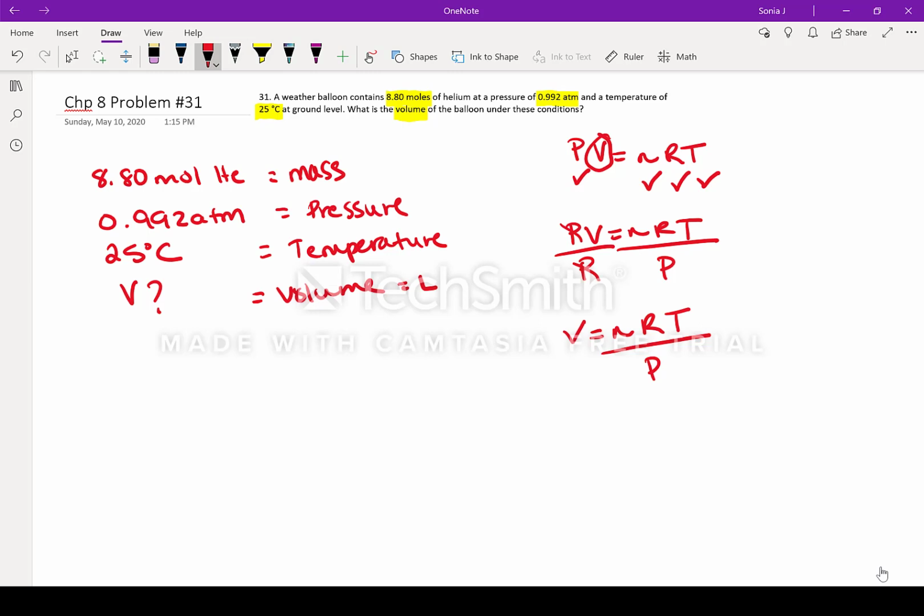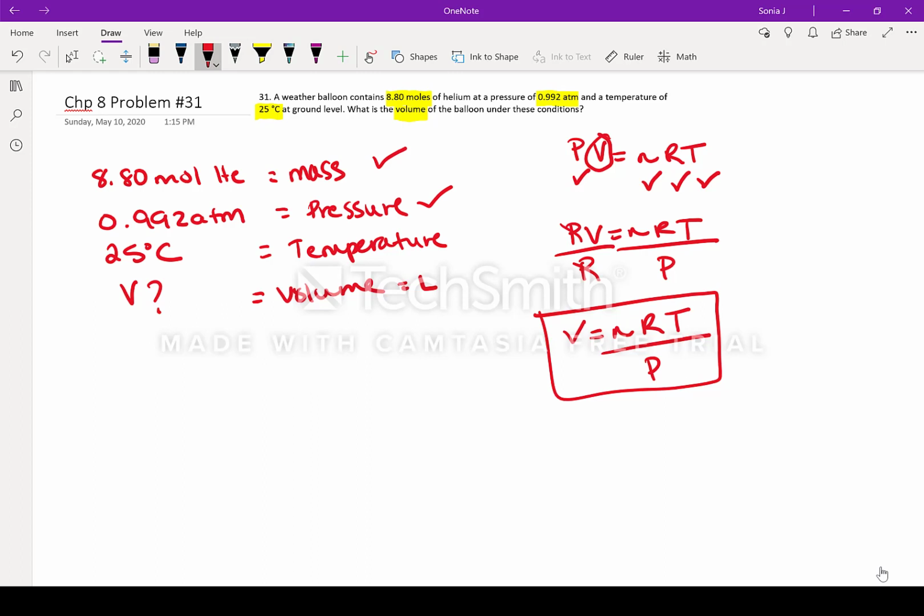Now that we have our manipulated formula that we're going to be plugging everything into, we have to make sure that everything's in the proper units that we will need. So for this specific formula, our moles are going to be in moles, and we can see that the problem already gave us that. It gave us 8.80 moles of helium. So all we're going to have to do with that information is plug it in. The next thing given to us was 0.992 atm, which is pressure, and that would go over here, and this formula wants the pressure to be in the units of atm. So that works out.